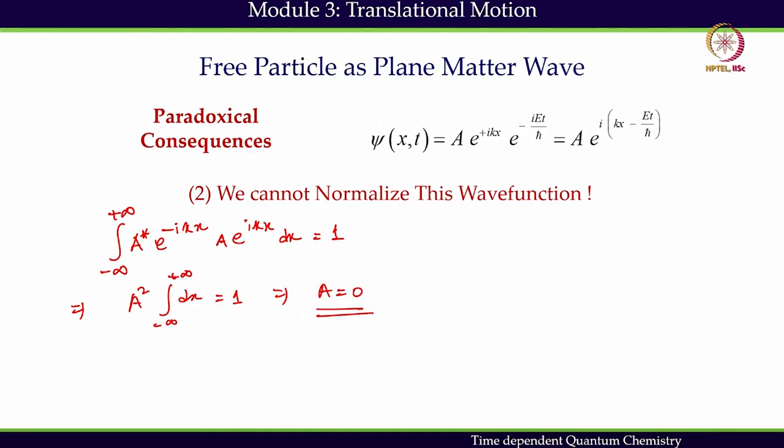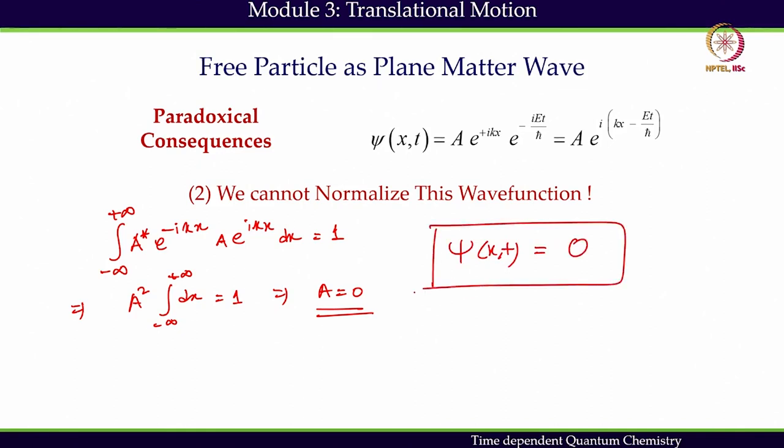So, the moment I try to normalize the wave function, it will vanish. A equals 0, everything is 0. How could a wave function be 0 and still represent a particle in quantum mechanics? So, this is another problem with this solution.